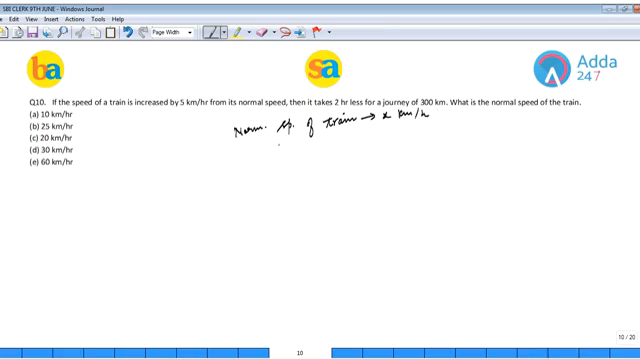And let the normal time be t hours. Therefore, (x plus 5)(t minus 2), when the speed of the train is increased by 5 km per hour and it is taking 2 hours less, so (x plus 5)(t minus 2) is equal to 300, that is the distance. We will mark it as equation 1.